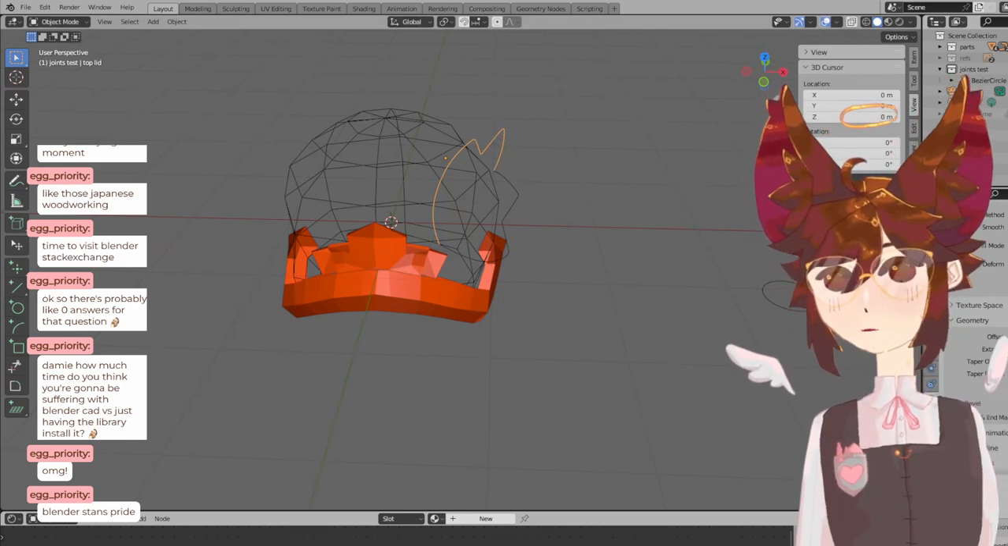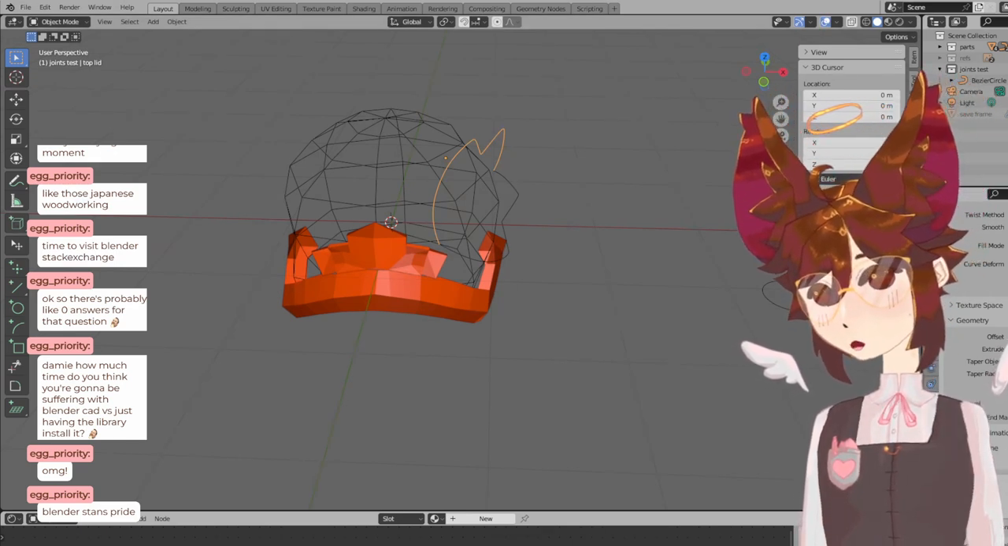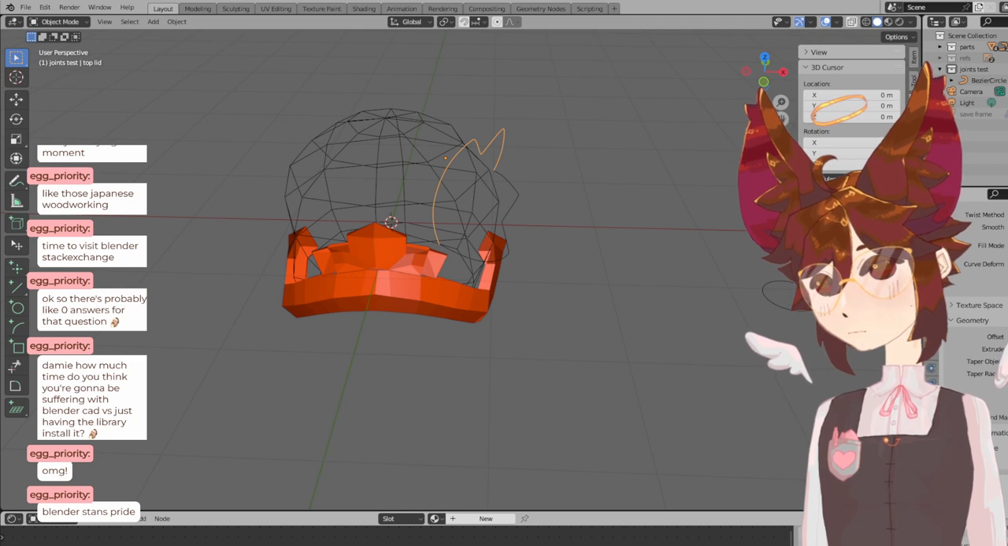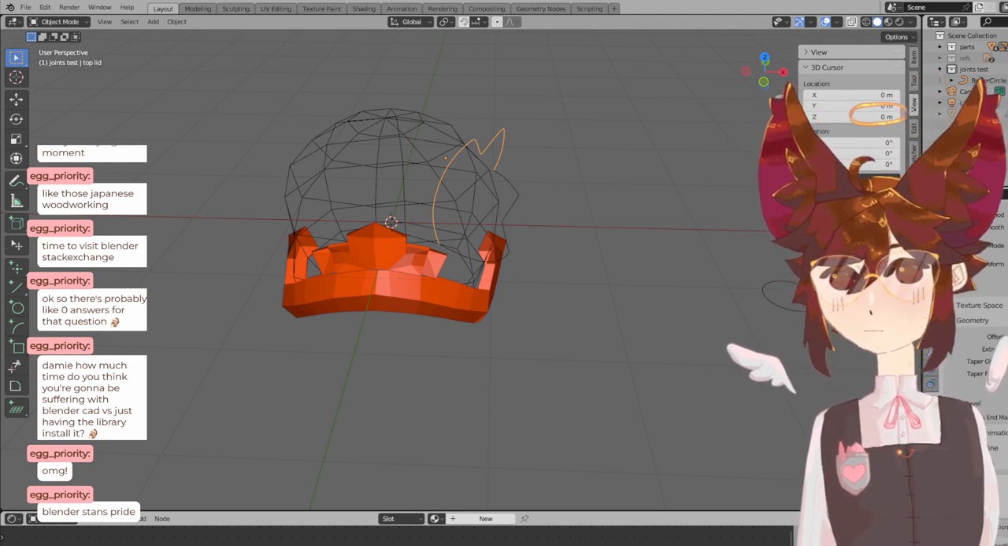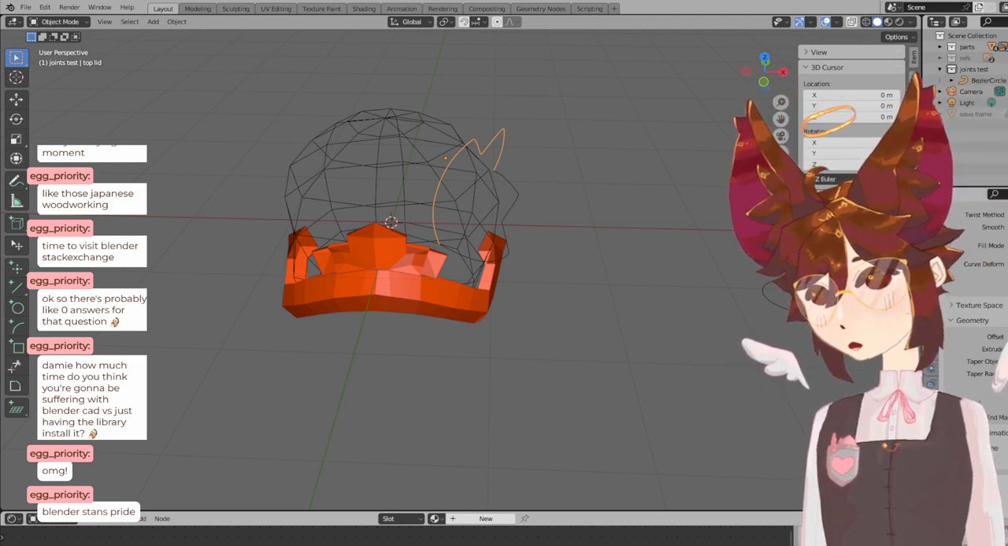It is, isn't it? I think it is taper. Is it not taper? I've got taper. Path curve. Wait a second. It's gonna be so awesome. It's gonna be so awesome, guys.